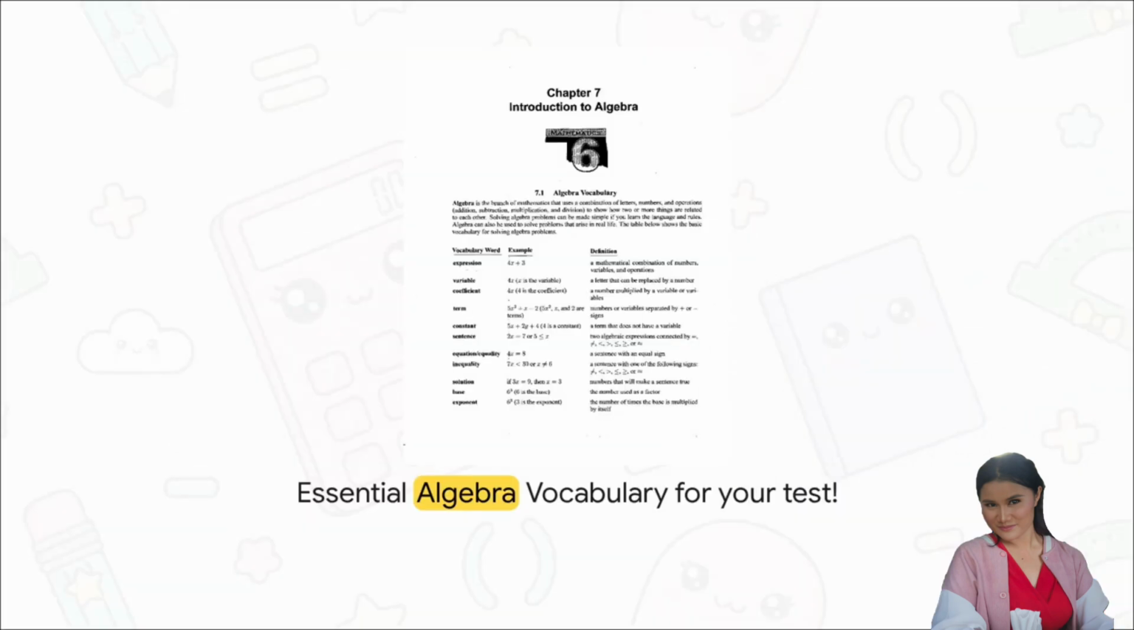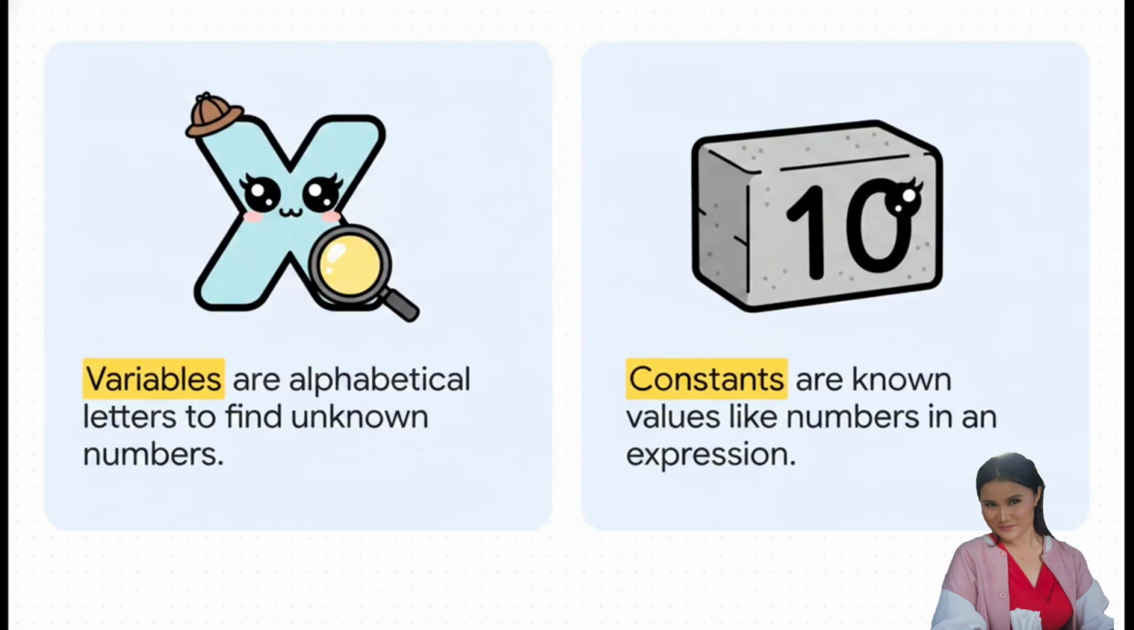Okay, so here's your essential algebra vocabulary for the test. As we know, algebra uses letters to find unknown numbers, and an expression is really just a combination of terms, coefficients, variables, and constants. You definitely want to know these definitions cold for exam day. The really crucial point here is understanding the fundamental difference between the two main players.